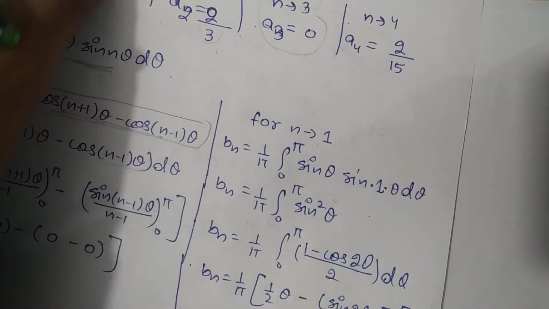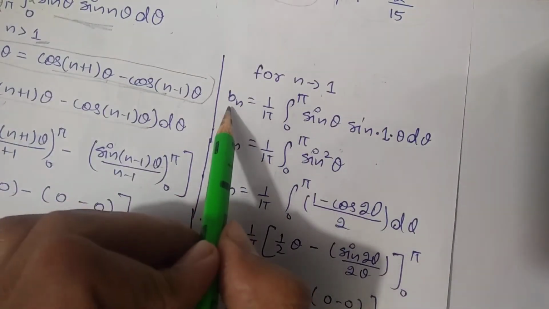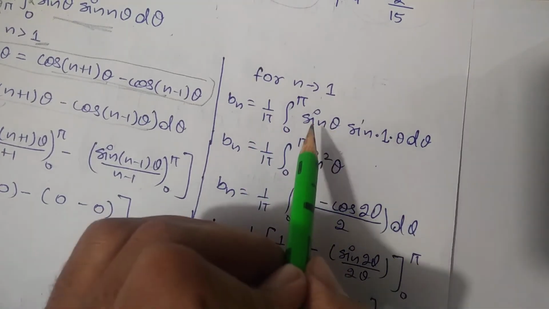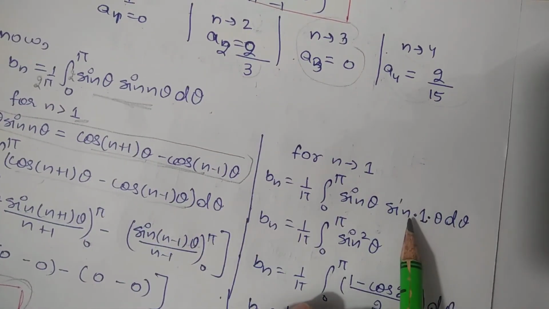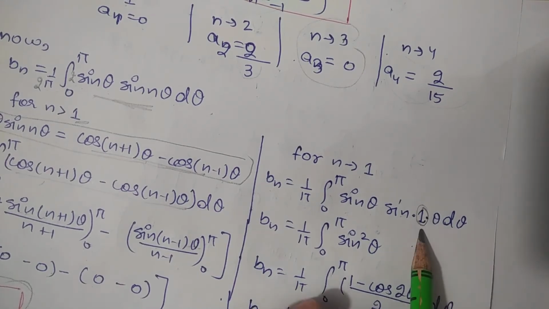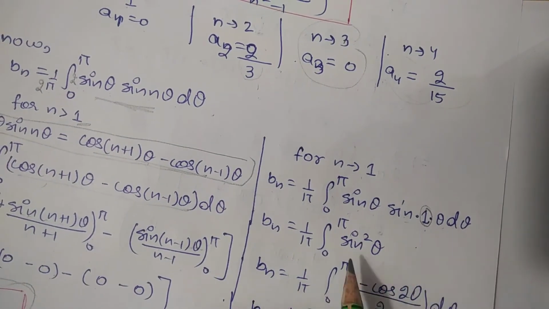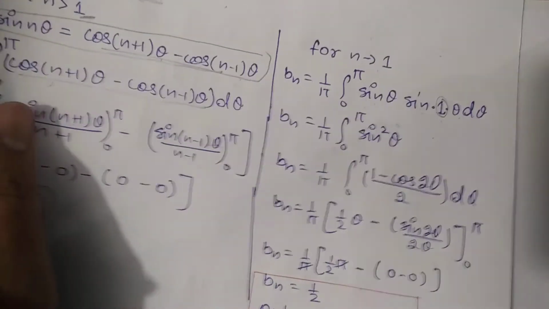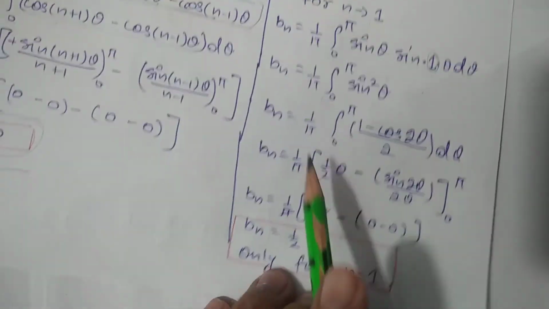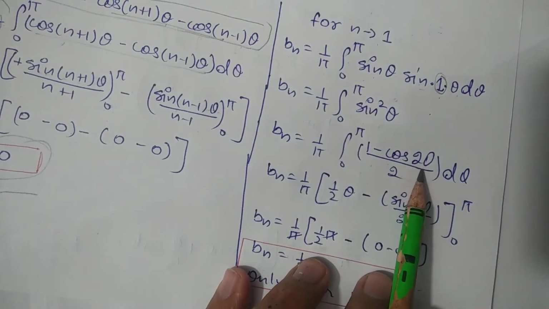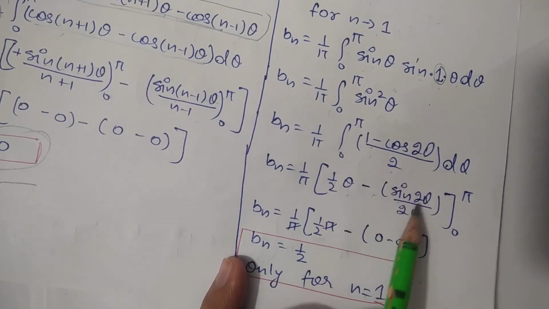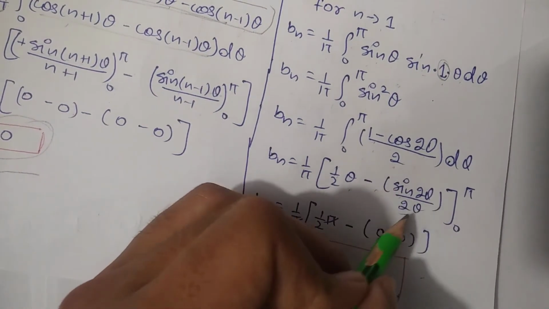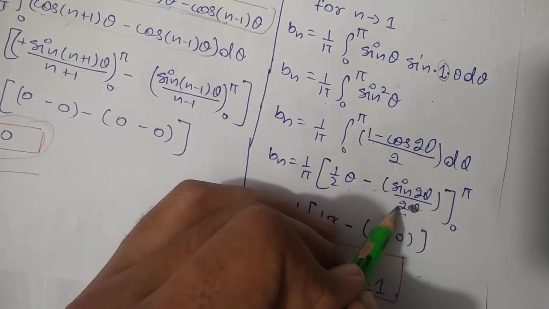Now for n equals 1, what will we get? Bn will be equal to 1 by pi times the integral of sin theta sin n theta, that was the formula. I am just going to put n equals 1. So sin theta dot sin theta will be sin square theta, and the value of sin square theta I can write as (1 minus cos 2 theta) by 2. Now integrating this value, we will get 1 by 2 times theta minus sin 2 theta by 2. That is not theta over there; it is sin 2 theta by 2, its integration.